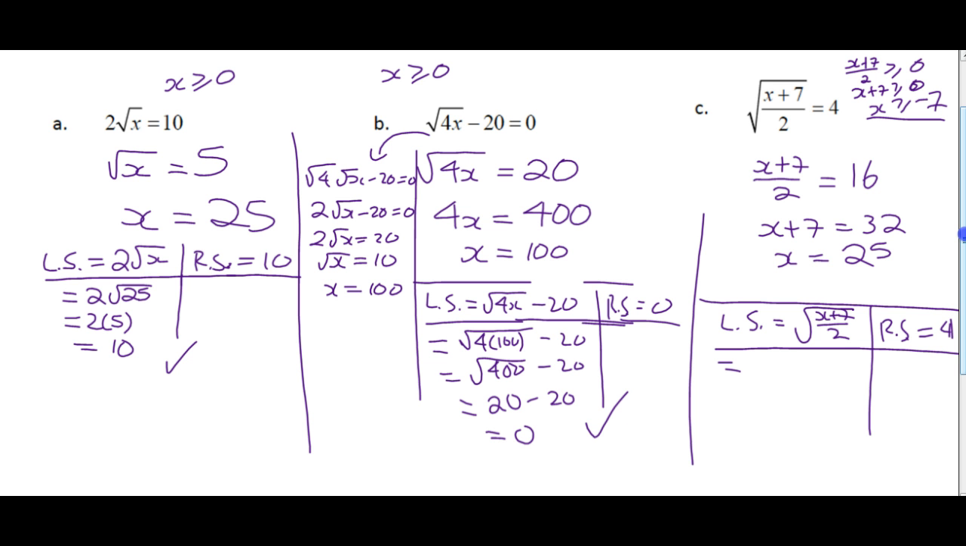Here we're doing an explicit check, so we're actually going to substitute it in. So 25 plus 7 over 2. We don't bother with the right side, right? It's 4. We don't have to substitute in there. So this is the root of 32 over 2, which is root 16, which is 4, and then that checks. Okay, so every time we solve a radical equation, well, even rational too, we have to check the answer. Okay, we need to state the restrictions as well.